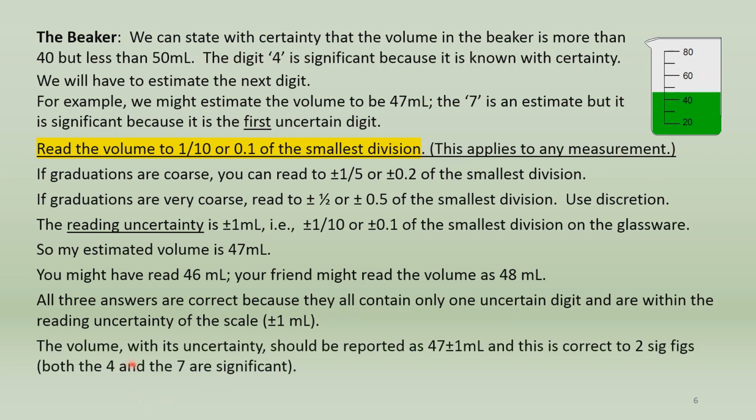So the volume with its uncertainty should be reported as follows. You would say 47 plus or minus 1 mil. And this would be correct to 2 sig figs because both the 4 and the 7 are significant.